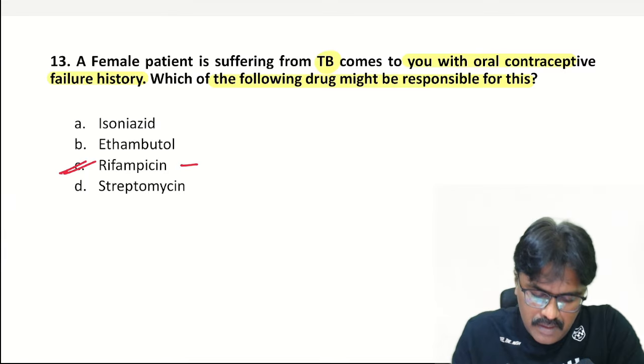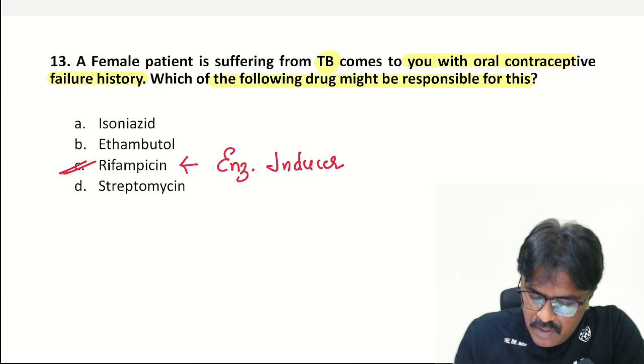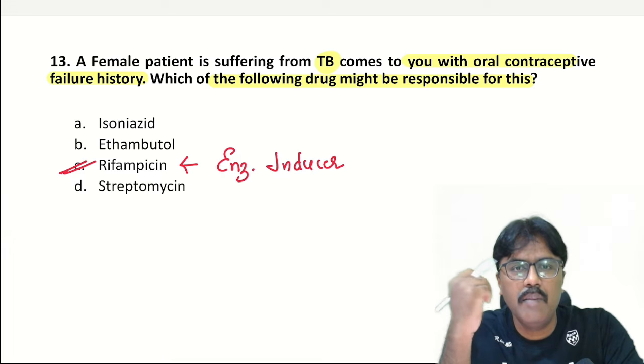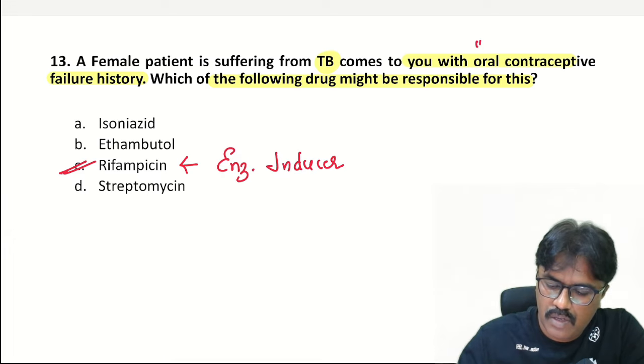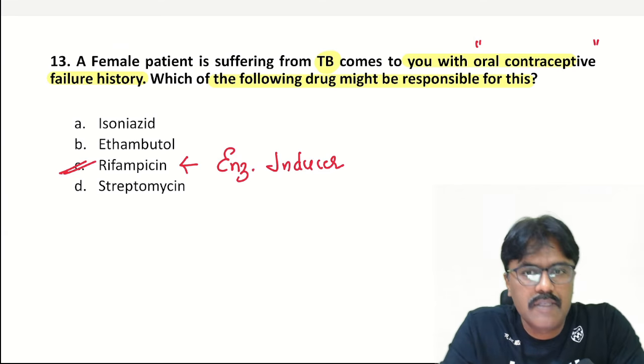Because rifampicin is an enzyme inducer. What happens when you give an enzyme inducer? The number of enzymes increases and they metabolize the drug faster and the drug will fail. So what drug is failing here? Oral contraceptives. What they will test you in the exams is the enzyme inducers and inhibitors in pharma.